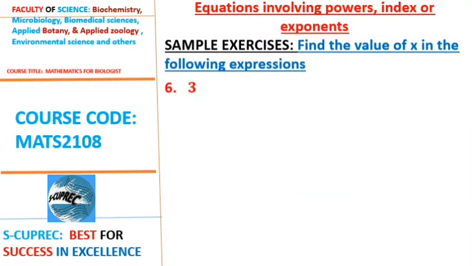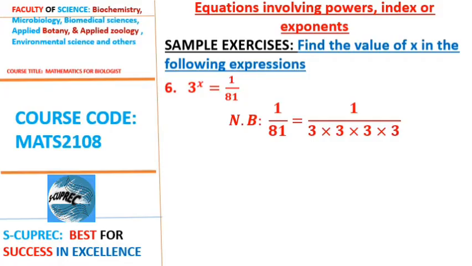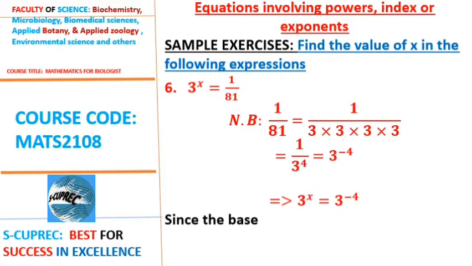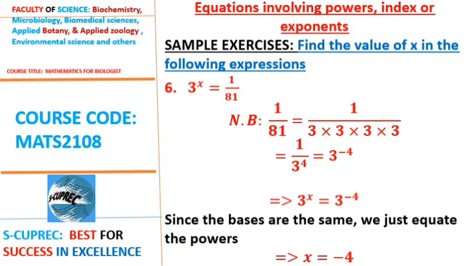Okay, question 6. Given that we have 3 raised to the power x equals 1 over 81, this is still the same approach. You have to express 1 over 81 in the base form of 3. So it is the same as writing 1 divided by 3 raised to the power 4. Looking at the law of negative index, it is the same as 3 raised to the power minus 4. So we have 3 raised to the power x equals 3 raised to the power minus 4. Observe keenly, you see that the bases are the same, so we equate the powers. This implies our value of x equals minus 4.